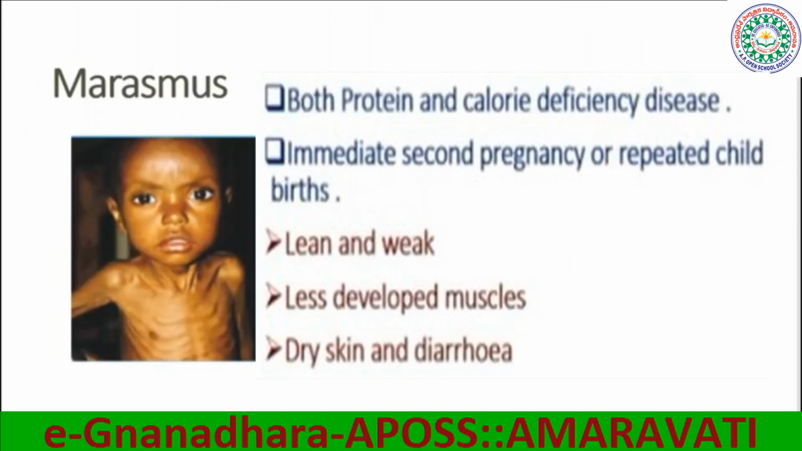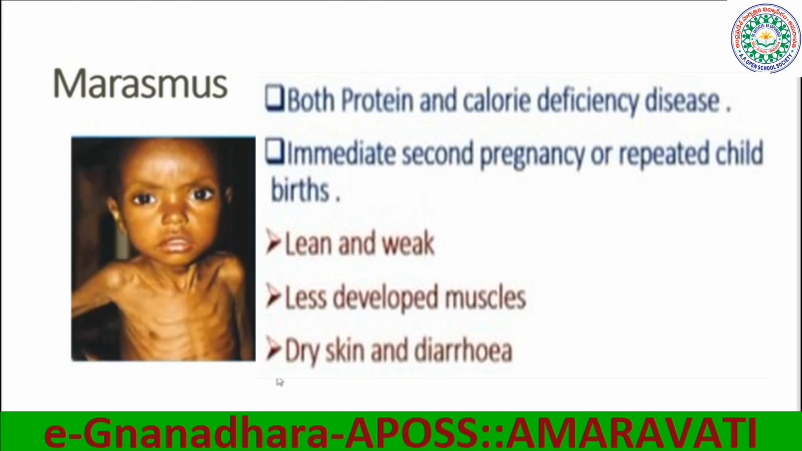The second one is marasmus. This marasmus is caused due to both the protein and calorie deficiency. How this marasmus situation occurs: if the mother gets an immediate second pregnancy or repeated childbirth, she could not give mother milk to the first child, so that child gets this disease.